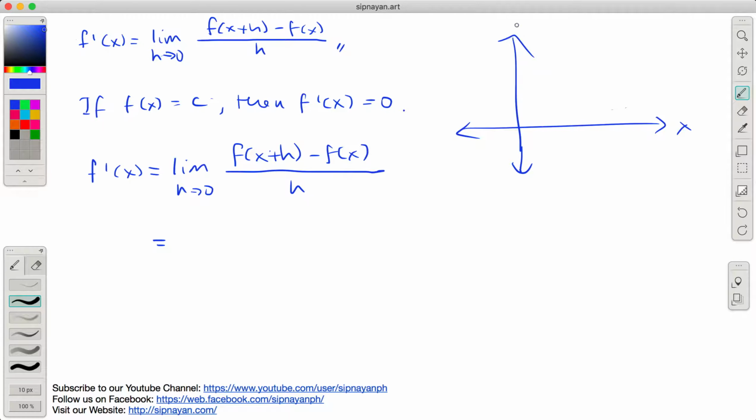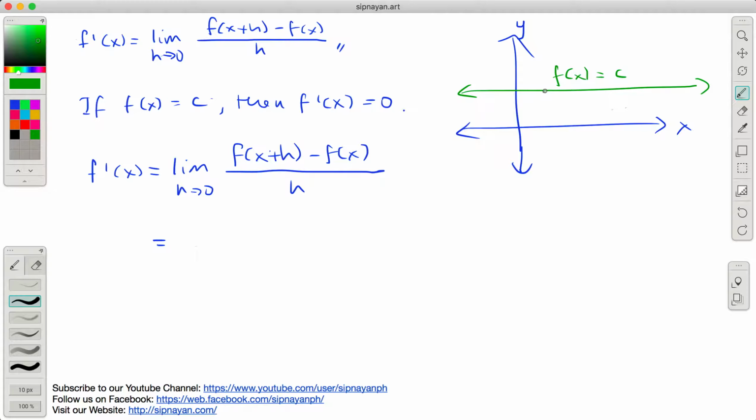this is the x-axis, this is the y-axis. Anong alam niyo sa constant function? It's horizontal line, di ba? F of x equals c. Alam natin from algebra that the slope of a horizontal line is 0. Pero dito, i-derive natin siya from the definition of derivative. So, f of x equals c.